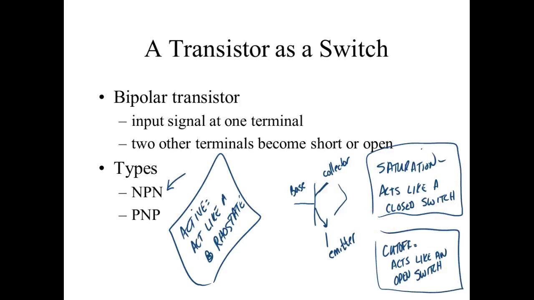So if I saturate it, I get almost zero resistance between the collector and the emitter. When I cut it off, I get maximum resistance between the collector and the emitter. And these guys are solid state. These are not relays. These guys can switch extremely fast. Now, how do we do that? Well, we got to bias it.